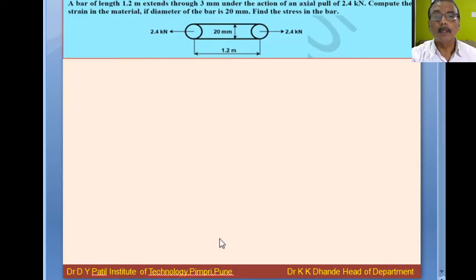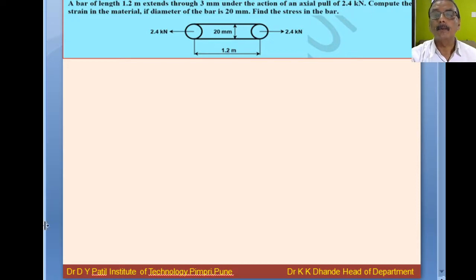Now come to our second numerical. A bar of length 1.2 meter extends through 3 mm under the action of an axial pull of 2.4 kilonewton. Compute the strain in the material. If the diameter of the bar is 20 mm, find the stress in the bar.